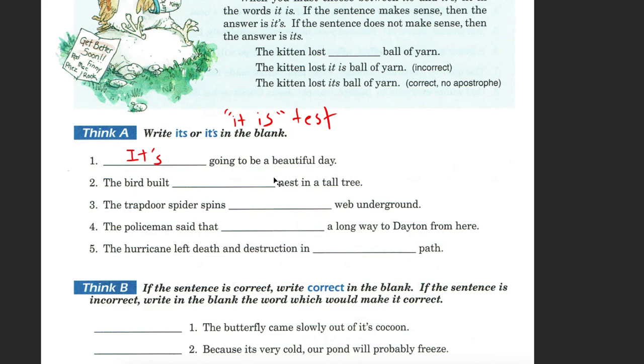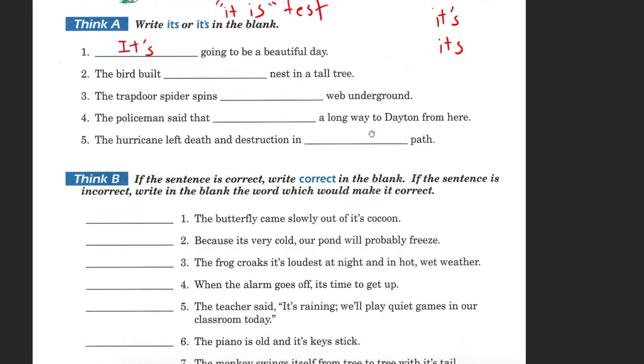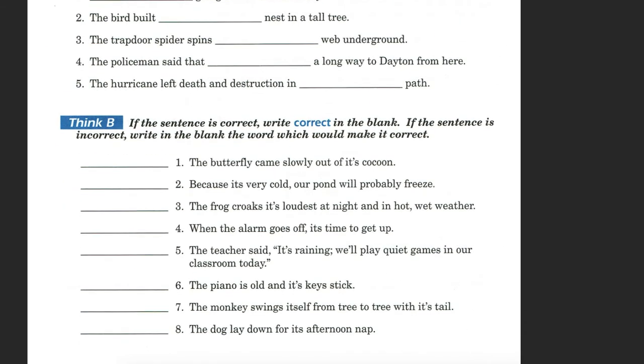I think you can do the rest on your own. For example, the bird builds its nest in a tall tree. Does that make sense? If it does make sense, you would use it's with the apostrophe s. If it does not make sense, you would use the one without the apostrophe, the possessive form. Think B. If the sentence is correct, write correct in the blank. If the sentence is incorrect, write in the blank the word which would make it correct.